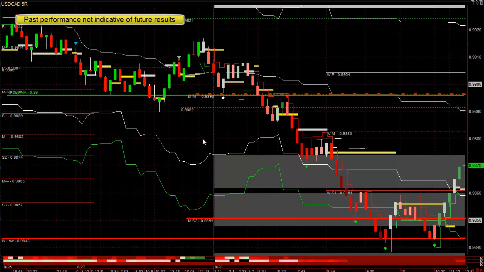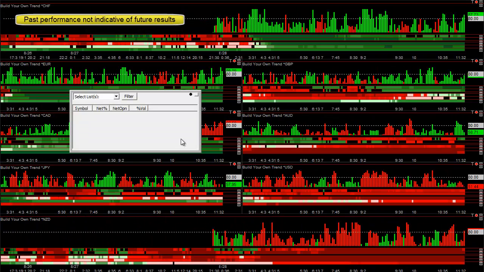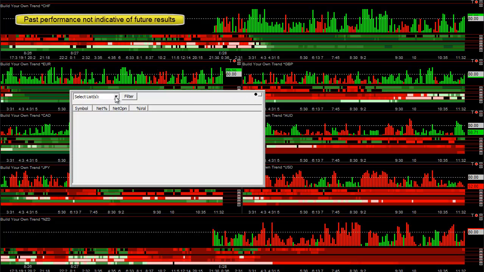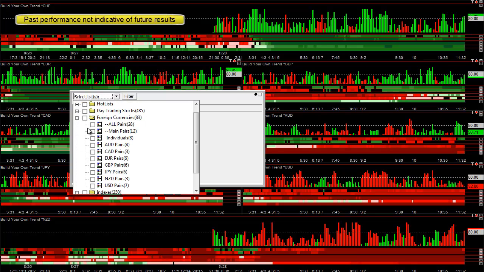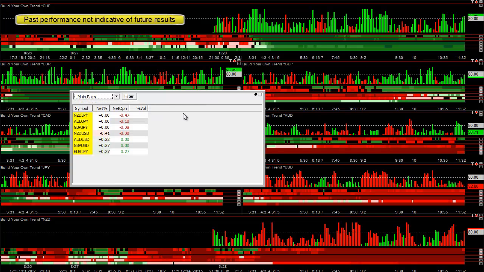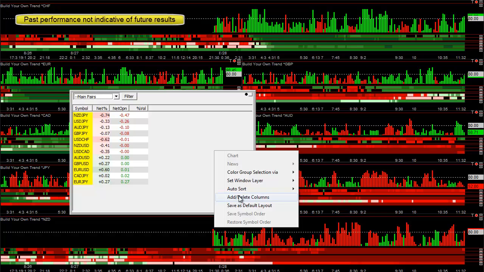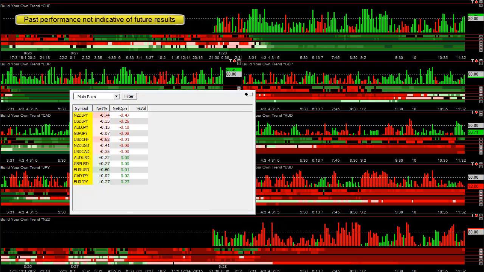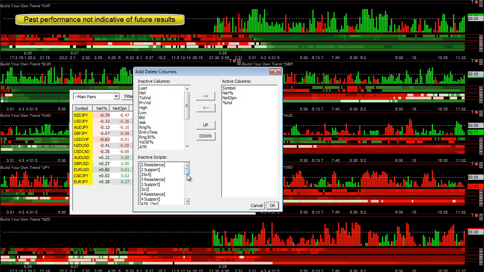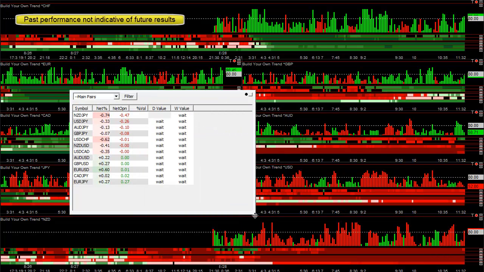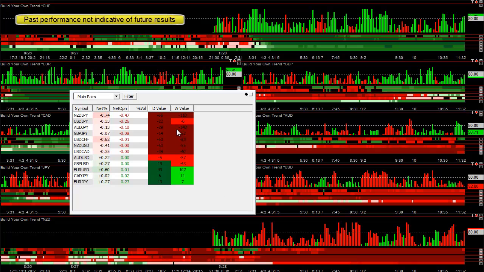Last but not least, one of the new additions to our software is a range hot list or quote sheet indicator, and it shows you which currencies are above or below the previous day's and previous week's value area. So you go to add columns. It's underneath inactive scripts down here: Value Area Day and Week. And this gives you a wealth of information, and you can sort by it.